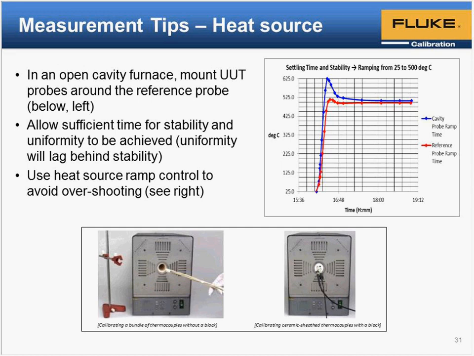We look at the actual numbers. With furnaces, there are two concepts here. There are two ways of using a furnace. On the left side here, we have an open cavity furnace with slightly larger uniformity uncertainties. To reduce the effect of those larger uncertainties, the reference probe is bundled with the under test probes. It's kind of hard to see in this picture because it's small, but this is a bundle of thermocouples that are all tied together and are being inserted inside the furnace. It'll be a little bit challenging trying to determine what the uniformity is in the area of this bundle.